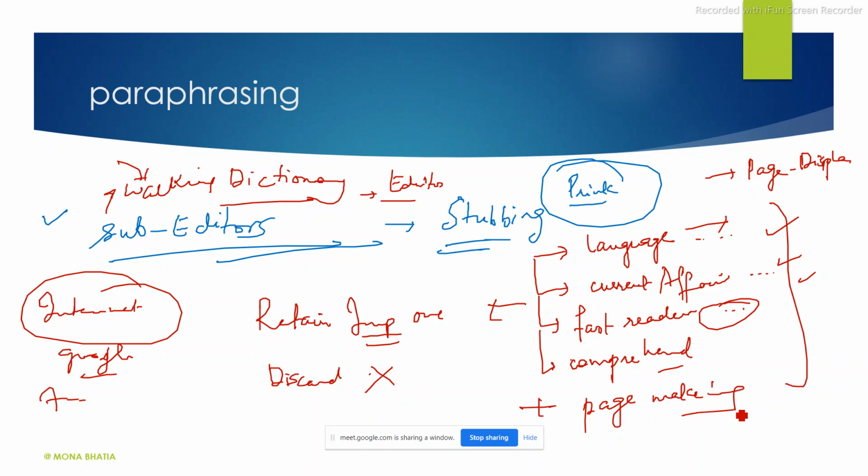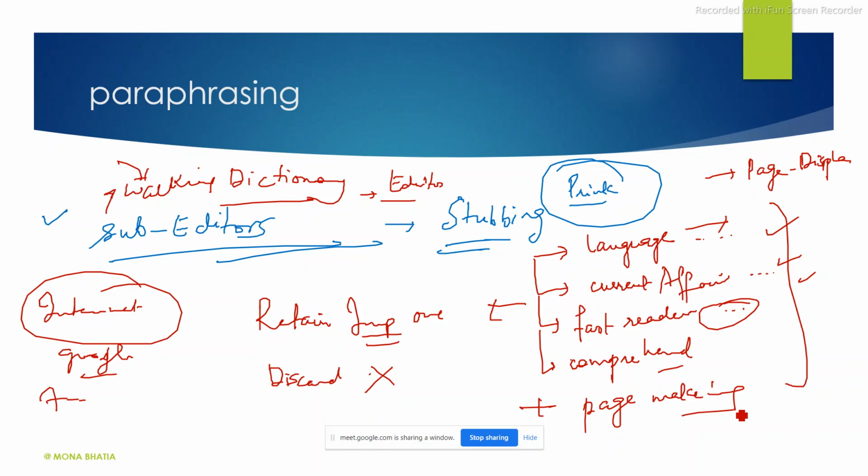ठीक है, so अब भी जो हमारे सब editors थे, now instead of honing their editing skill, they are more interested in computerized page making and management. So in addition to stubbing and giving headline or the work of a proofreader, he does so many other works. He is a stubber, he gives headline, he gives the proofreading of the whole piece, he makes the page layout also, right? So these are the important work of a sub editor.